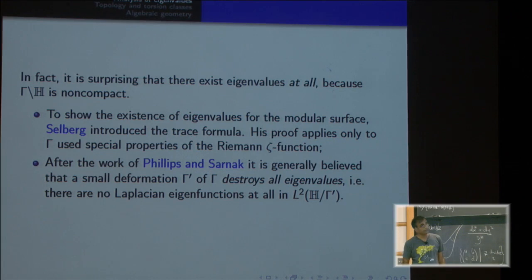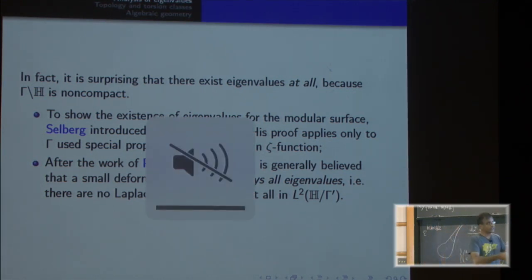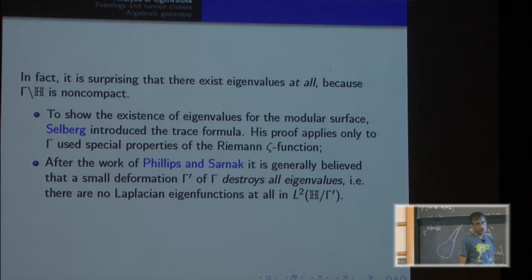So the perturbed Laplacian is still self-adjoint? Yes. You could just take the same group and perturb one of the generators a little bit, so all the gross features are the same. So it's self-adjoint, but there's no discrete spectrum.